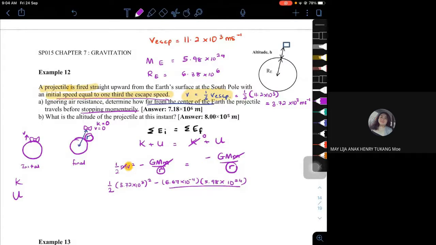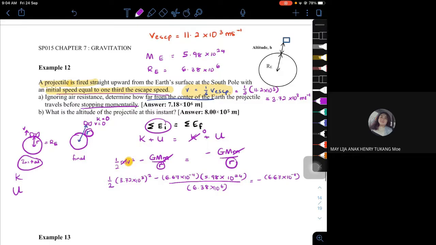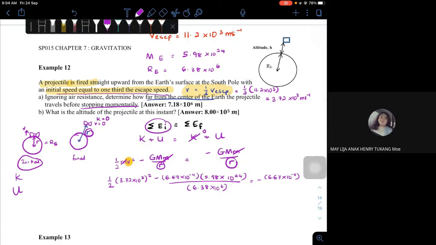So because this is our R, isn't it? At the initial part here, it is equivalent to the radius of the planet. Radius of Earth. So I'm going to put the radius of Earth over here, which is 6.38 times 10 to the power of 6, and then equals to negative 6.67 times 10 to the power of negative 11. So again, we are talking about planet Earth. This M is the big M.